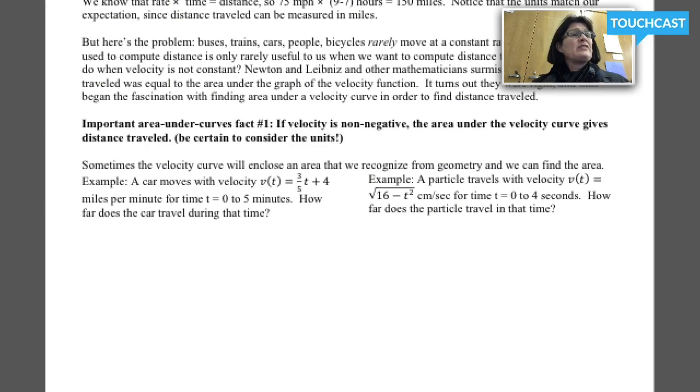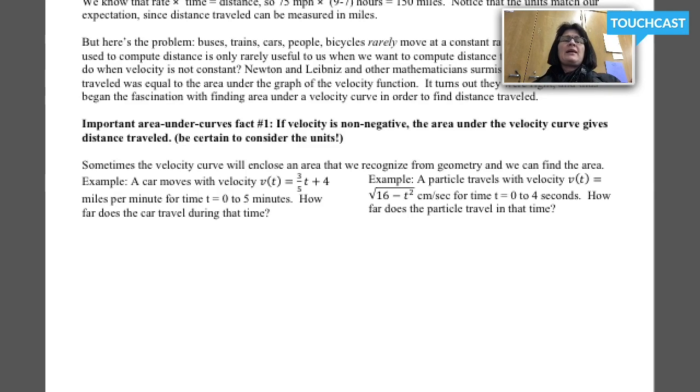Here's another problem. I have a velocity I've been given, and time limits on that velocity. Something's going to travel at square root of 16 minus t squared centimeters per second from time 0 to 4 seconds. Can I figure out how far that particle travels over that time period? If I can draw the velocity curve and I recognize it as a shape from geometry, then I'm just going to do whatever geometry I need to do to find that area. That's going to be the answer to my question.